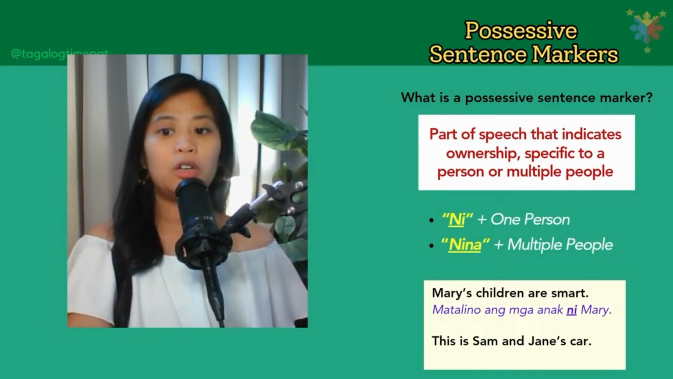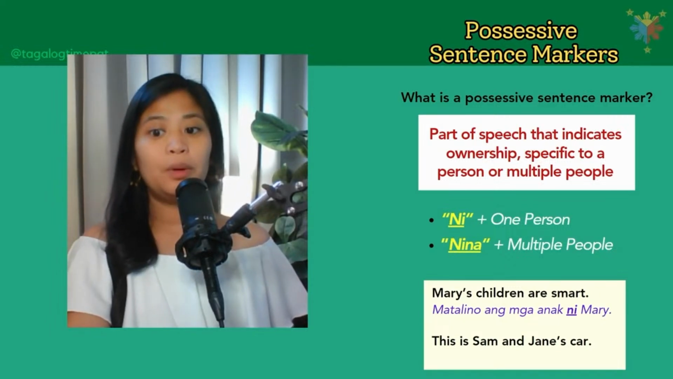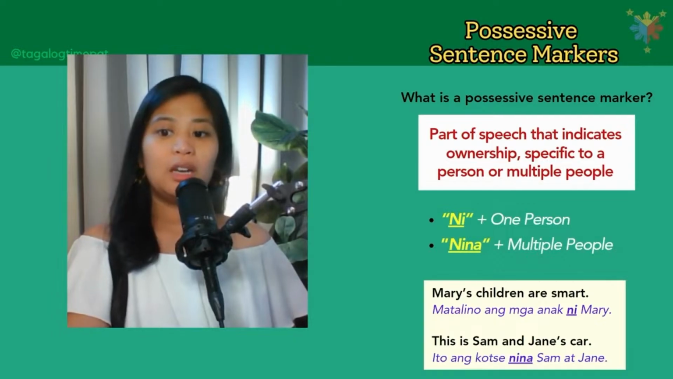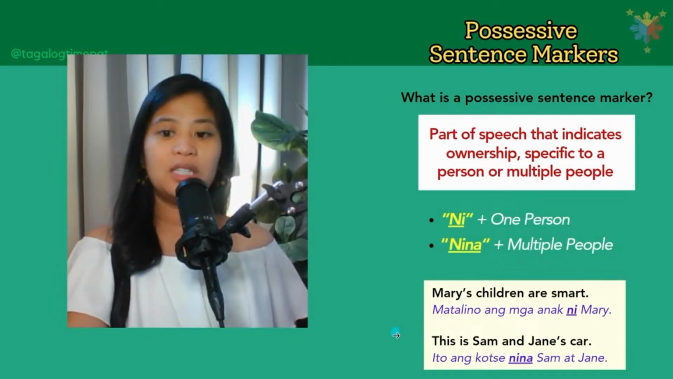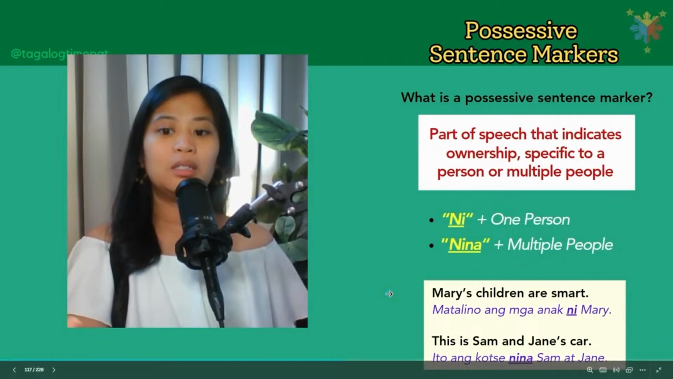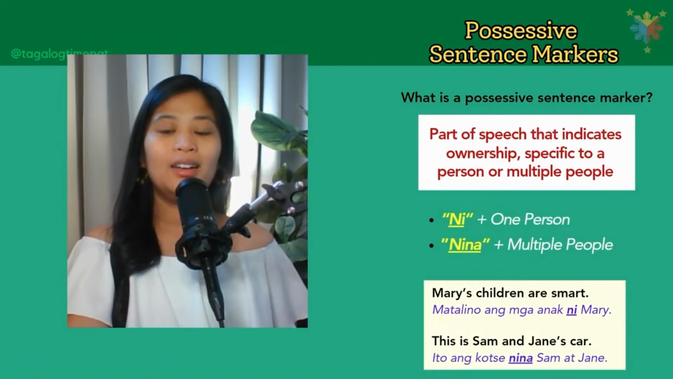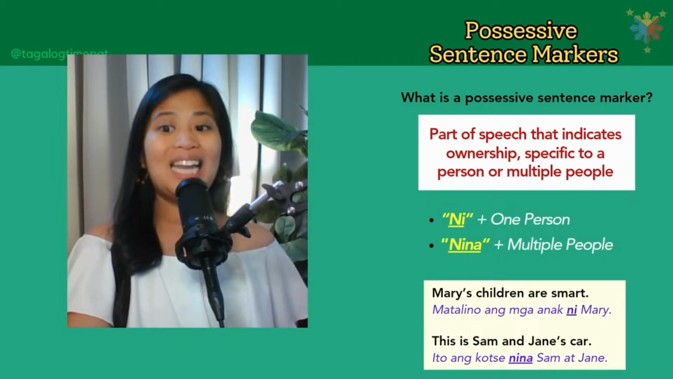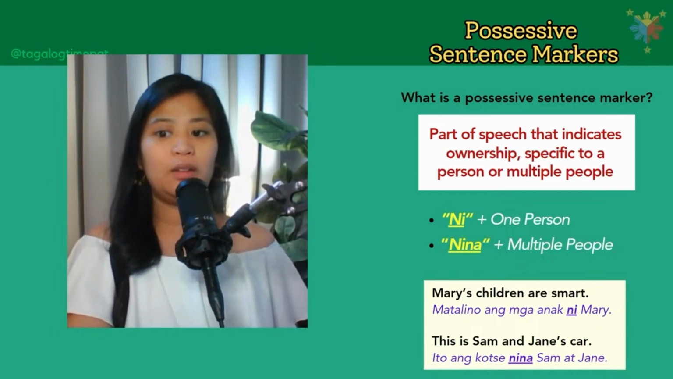Mary's children are smart. Now, if we're talking about multiple people, like this is Sam and Jane's car, then you would have to use the word nina. "Ito ang kotse nina Sam at Jane." So it's still that same sentence structure. Ito is the demonstrative pronoun, then the word ang, then the object kotse, and now instead of a pronoun, we're using someone's name, but then we have to use this possessive sentence marker nina because it's multiple people. So "ito ang kotse nina Sam at Jane." This is Sam and Jane's car.